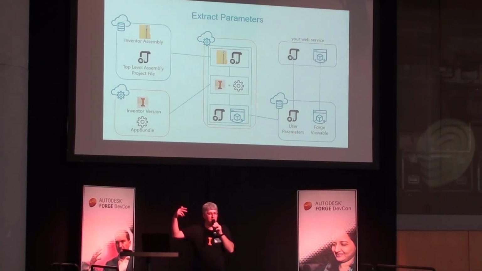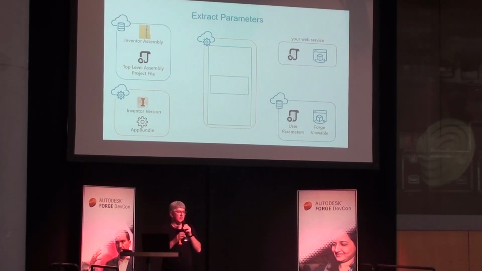So for this example, I pulled that parameter JSON file and the Forge viewable back onto my web service. And then once we're done, I clean up the worker. It's gone, but your data is still in the cloud. So the next work item can pick up that zip file and use it again. We just don't leave it hanging around on the worker.